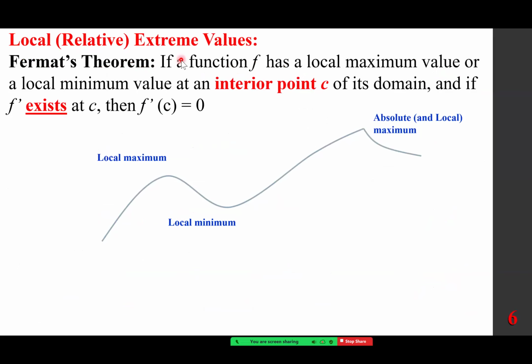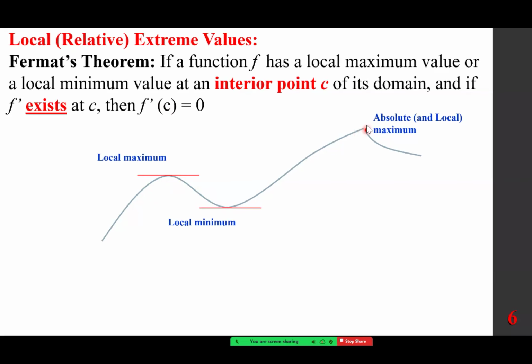Local relative extreme values. Fermat's theorem indicates if a function f has a local maximum value or a local minimum value at an interior point c of its domain, and if f prime exists at c, then f prime must be 0. So as you look at this case, clearly local max, local min, local max. If we have a local extremum and f prime exists, you see the horizontal tangent line means f prime is 0. This point, f prime does not exist.